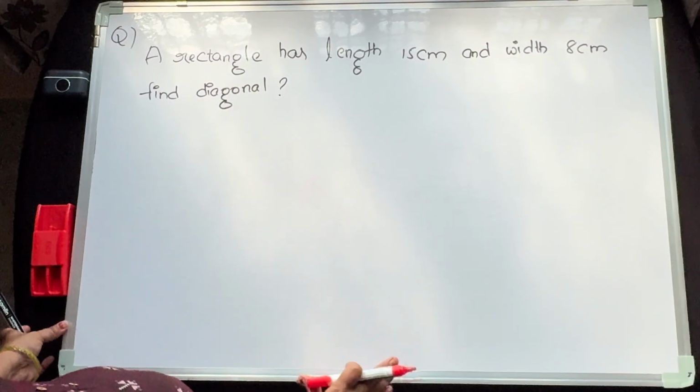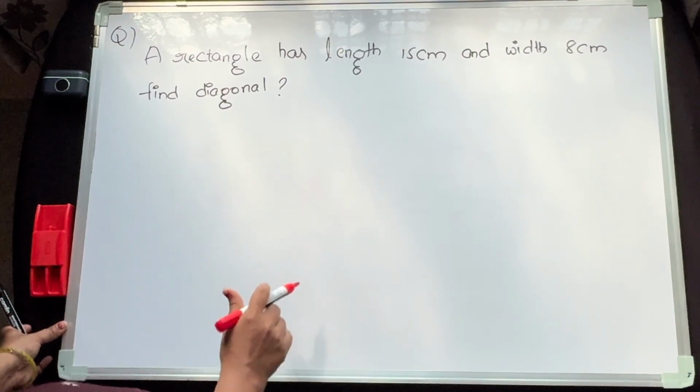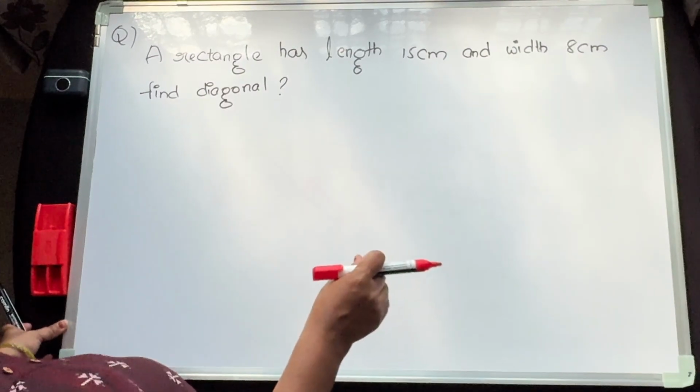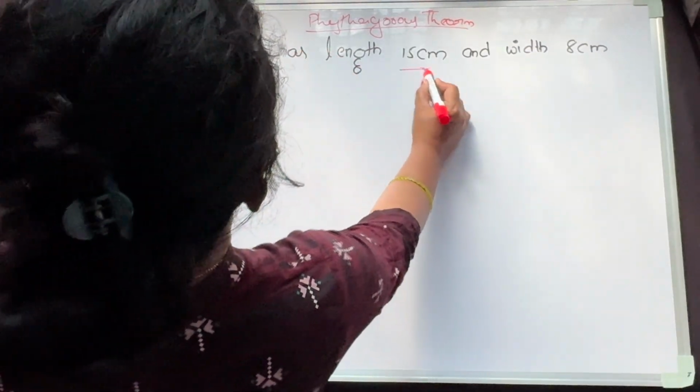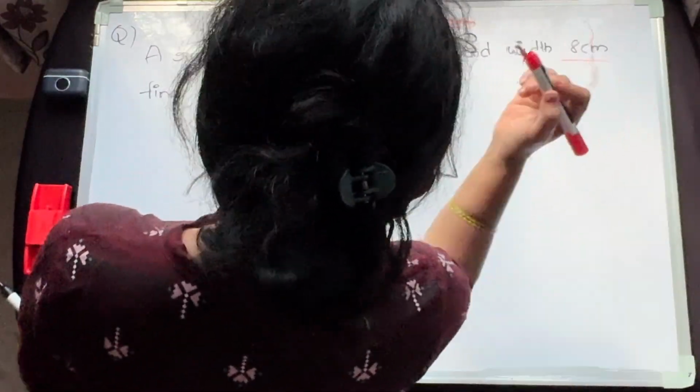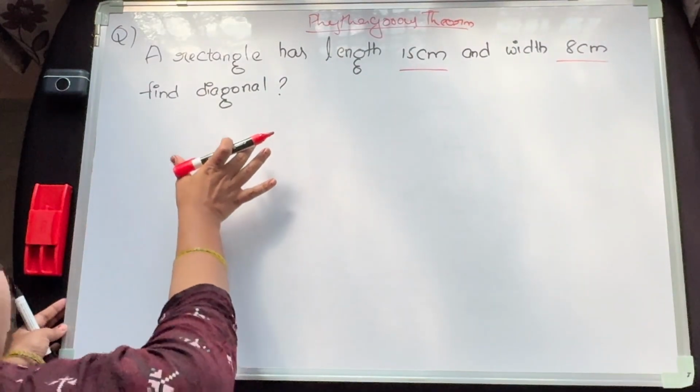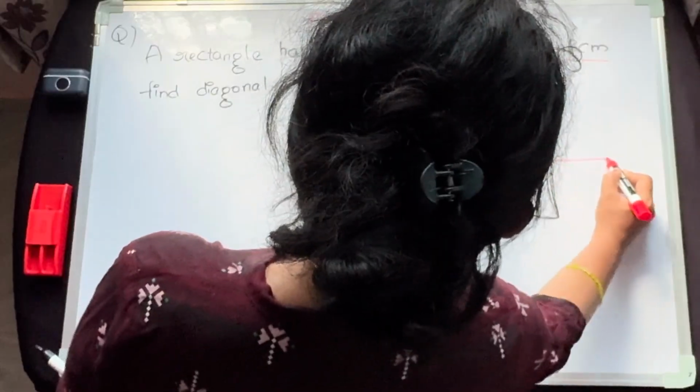In the previous video, I explained the Pythagoras Theorem. Today, I am going to discuss the problems. The question is asked like this: a rectangle has length 15 centimeters and width 8 centimeters. Find the diagonal. This is the rectangle.